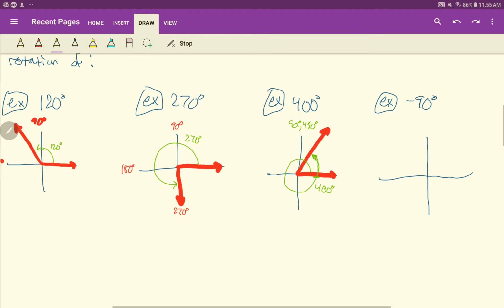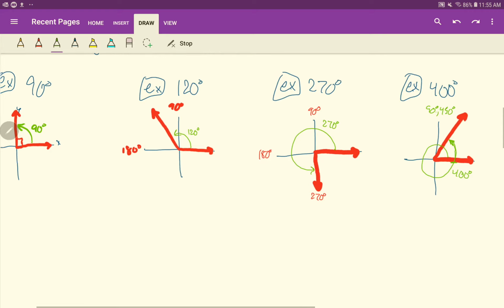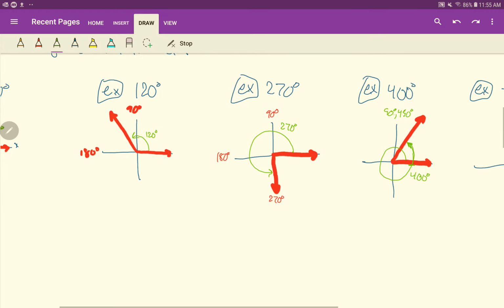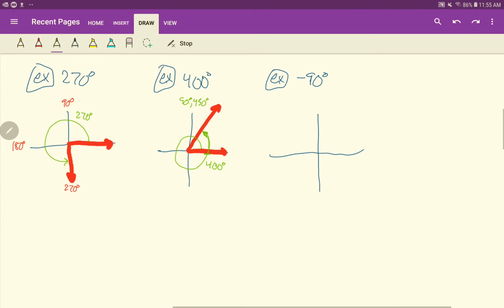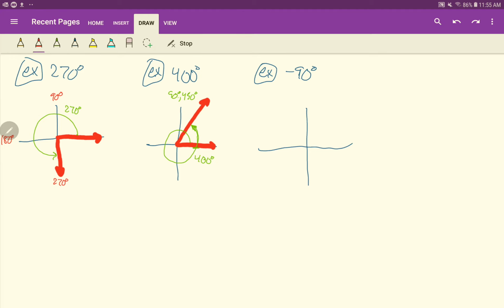Now, how do we do a negative angle? Well, all these previous angles were positive, and which direction did we rotate for all of them? We rotated counterclockwise. So for negative 90, it's the opposite. You would think we would rotate in the exact opposite direction, and that's exactly what we'll do. So instead of rotating this way, we're going to rotate this way. And since it's 90 degrees, it's going to take us to right here. And so there's our negative 90 degree angle.